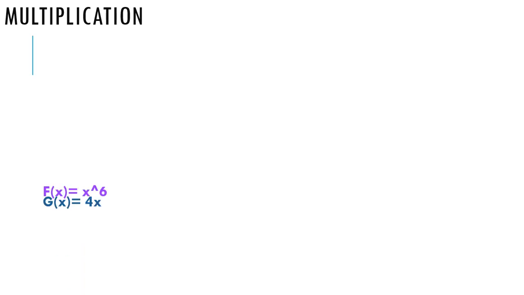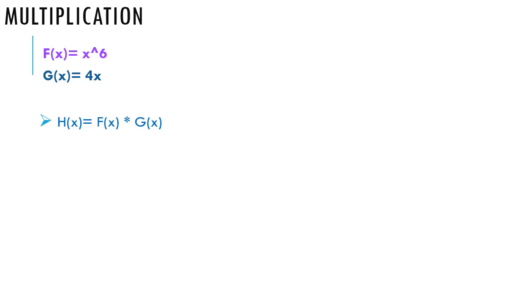So multiplication right now, we're going to be using the equations f of x is equal to x to the sixth and g of x is equal to 4x. The equation we're going to be using to plug these two equations into to find h of x is h of x is equal to f of x multiplied by g of x.